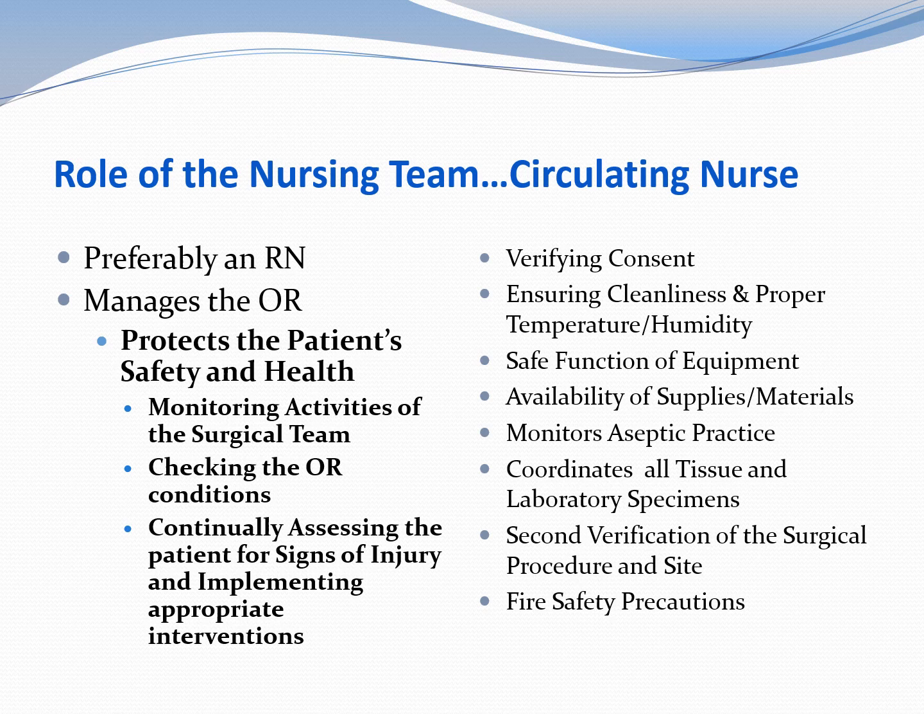The first role in the nursing team that we are going to discuss is the circulating nurse. The circulating nurse is preferably an RN. 23 states in the U.S. have laws mandating this, and 16 additional states have similar laws governing ambulatory surgical centers. The circulating nurse manages the OR.